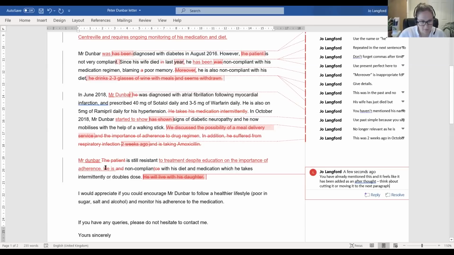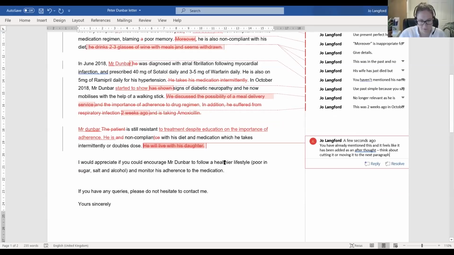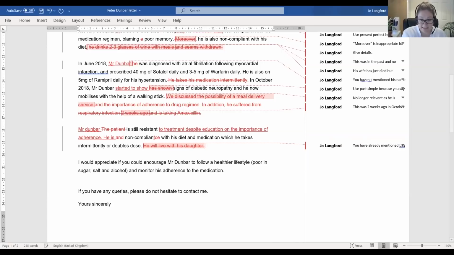Okay, and then we've got, I would appreciate if you could encourage Mr. Dunbar to follow a healthier lifestyle, poor in sugars, and monitor his adherence to the medication. You need to have the correct phrase there. It is a good polite request phrase, but it needs to be grammatically correct. So if you could encourage Mr. Dunbar to follow a healthier lifestyle, poor in sugar, salt and alcohol. It's a little bit judgmental there.